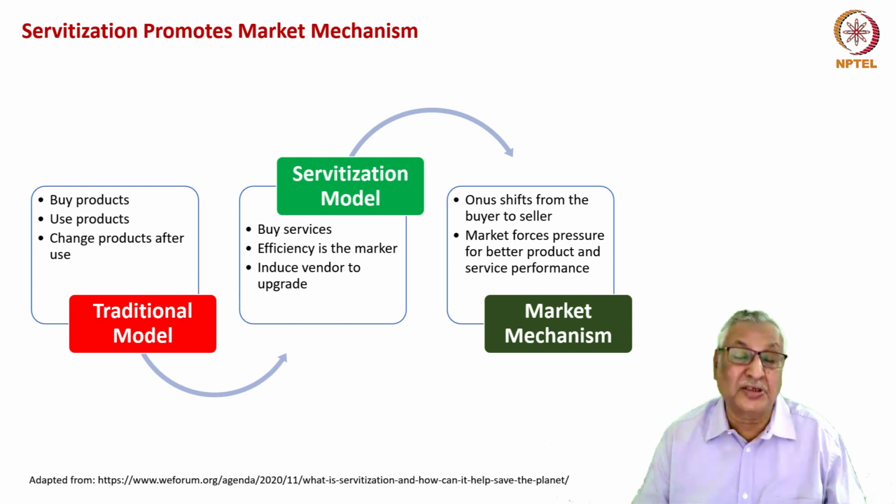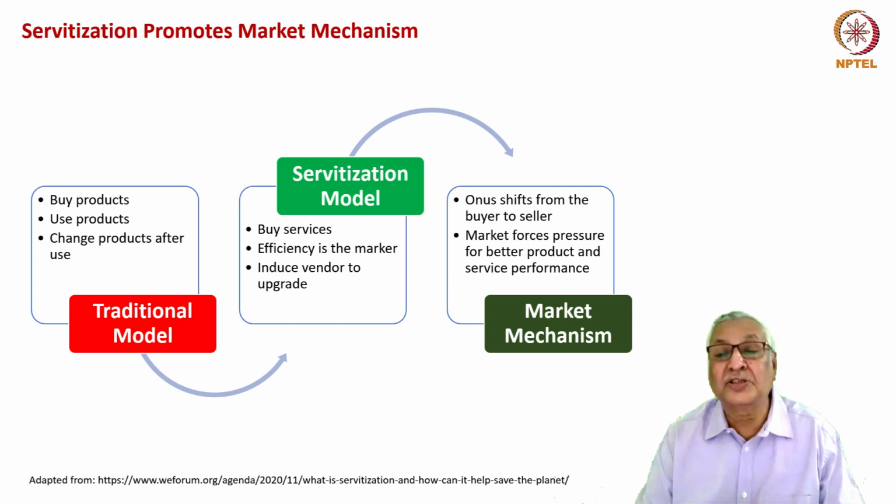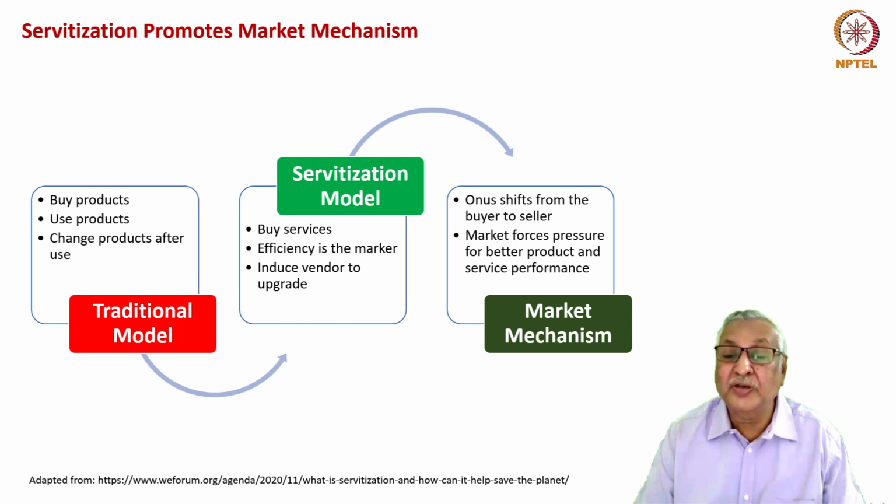You can imagine where in the future the cell phones are not bought. Cell phones are provided and taken back by the telecom operator or the cell phone manufacturer once a new model and new generation of services become available. And that's how the servitization model will work. When that happens, there is going to be a market mechanism ticking in.